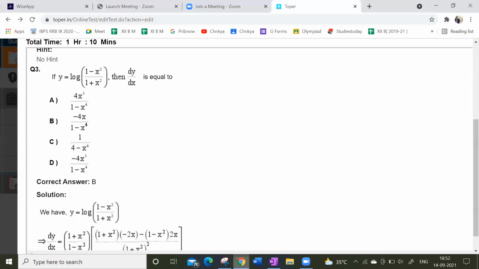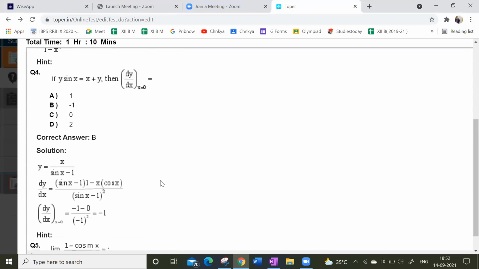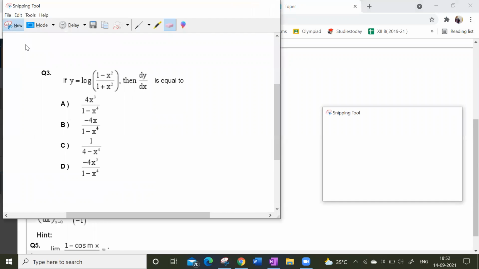Next question. If y equals tan x plus y, then dy by dx at x equal to 0 is what? Very, very simple question. And good question too.